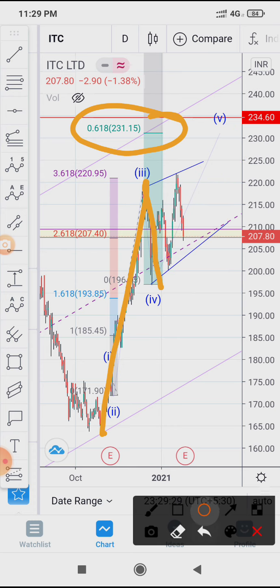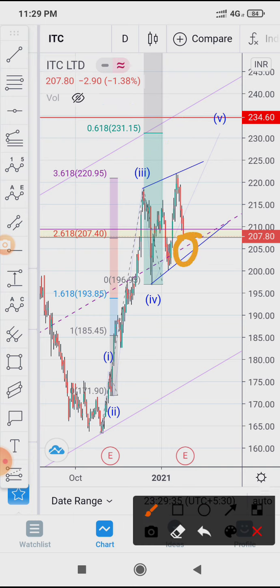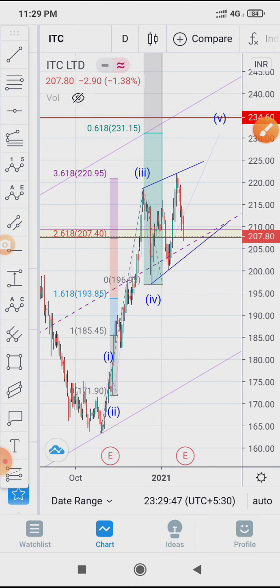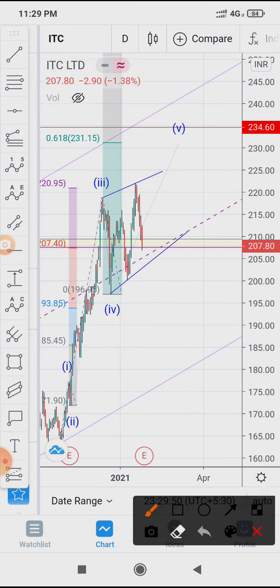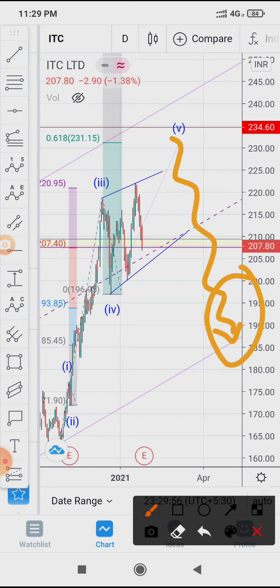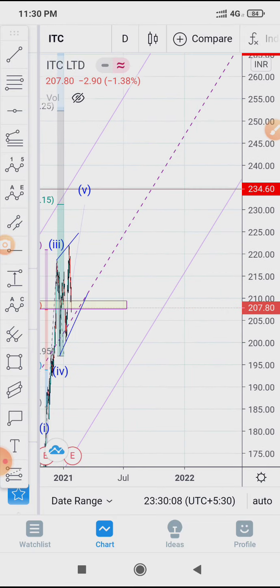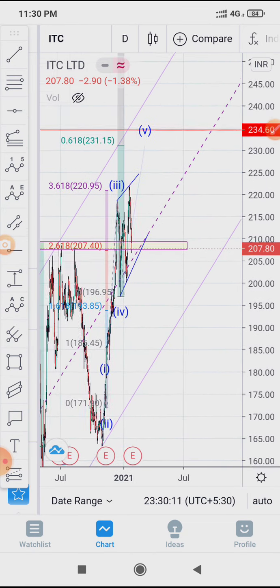So considering that as a target, one can enter near this level 205, keeping this as a stop loss. Below 200, 199 maybe a stop loss can be considered, and one can expect the 231 target in the short term. And then in the medium to long term, one can expect it to drop to 200 to 190 levels. One can enter long here for the up move going after that, and look for the higher levels. Look for 266 or something when you enter there.